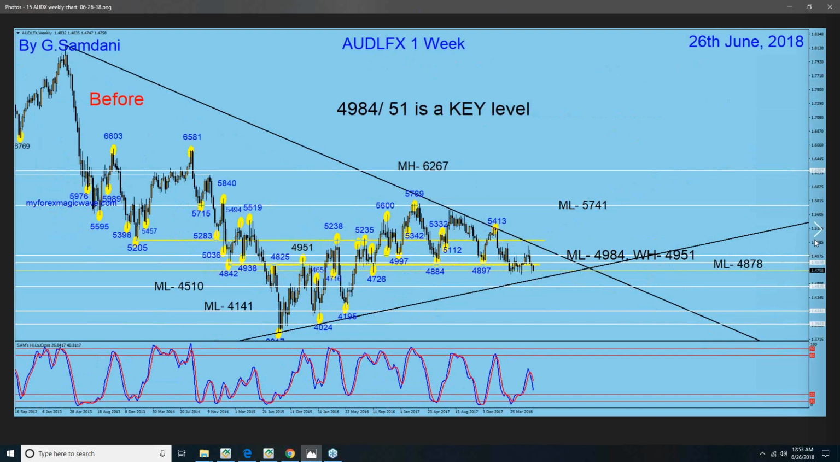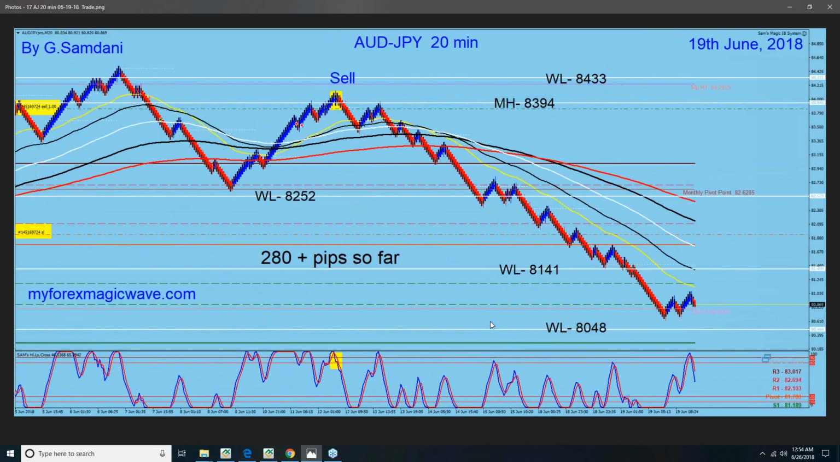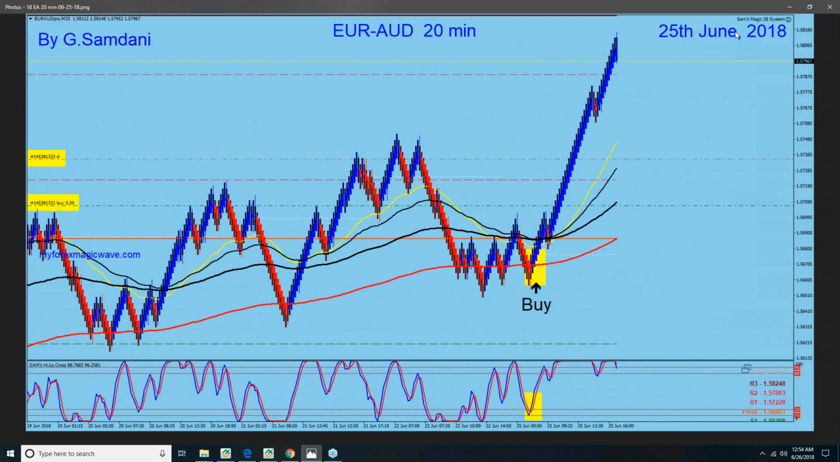Now, look what happened in the trade wise. Your Aussie USD down, 210 pips. Aussie Yen down, 280 pips. Okay. Now, where the Aussie is on the right hand side, what happened to that chart? Those pairs. This is today, 25th June. It's a long. Every time it comes down, just long, because Aussie is getting weaker.